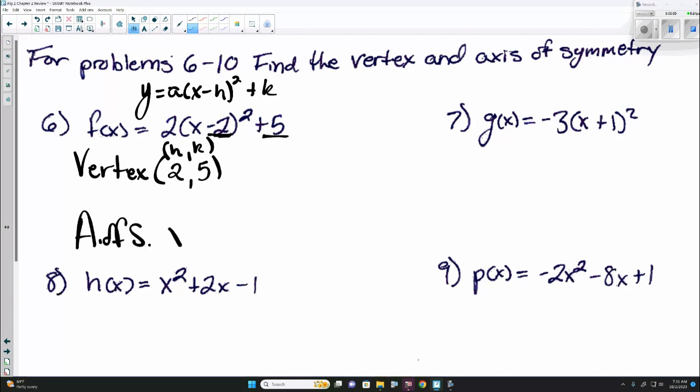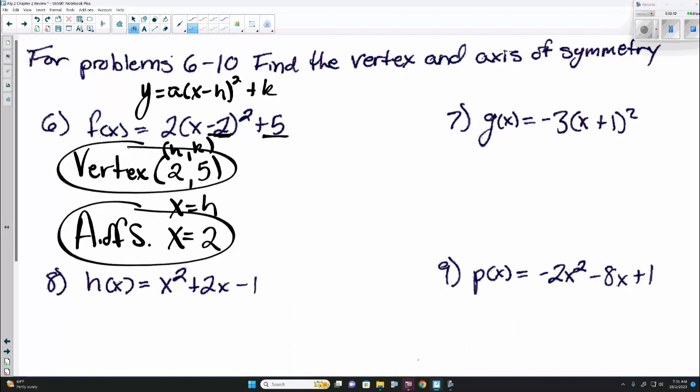And the axis of symmetry for this here is x equals h. I've already found the value of h is 2. So the axis of symmetry we're looking for is x equals 2. And the vertex is the point 2, 5. Now the same thing is true in number 7. It's in vertex form.